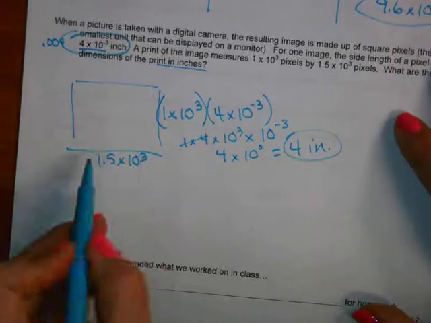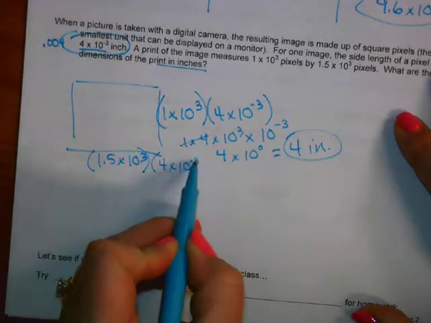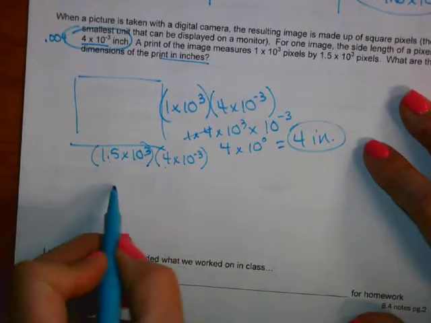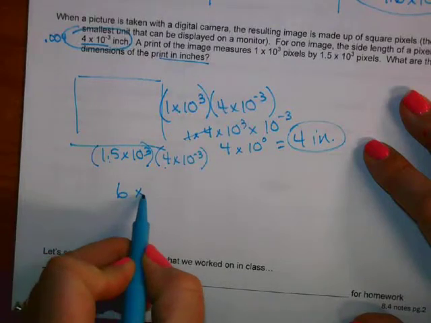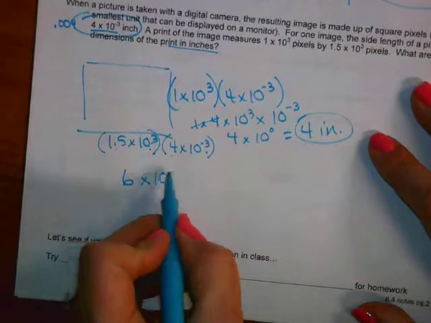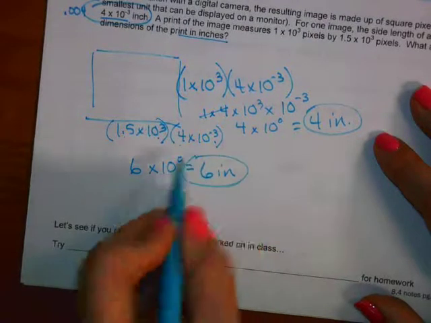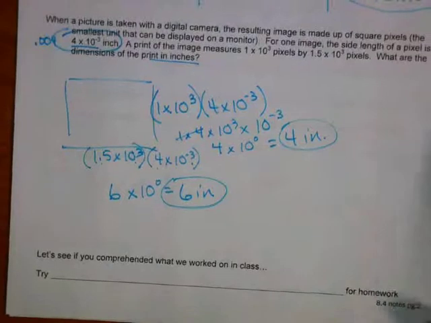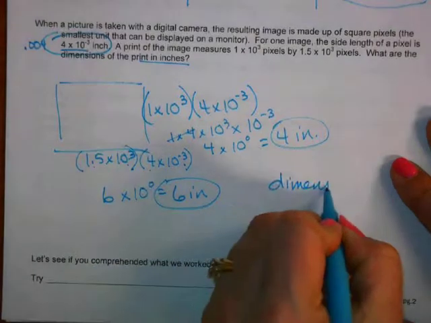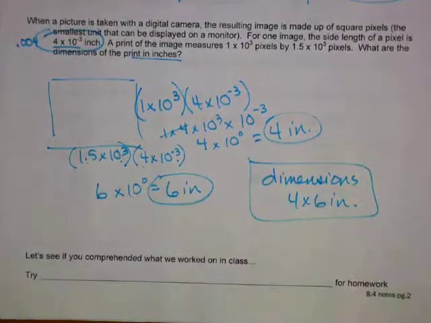We'll see what this side is. All right, so there's this many pixels here, and each pixel is 4 by 10 to the negative 3 inches long. So you do the same thing. 1.5 times 4 is 6 times 10 to the 3 times 10 to the negative 3 is what? Oh, 10 to the 0 again. So this side is 6 inches. All that work to just find out it's a 4 by 6. Dimensions, if you want to finish the problem properly, are 4 by 6 inches. Okay?